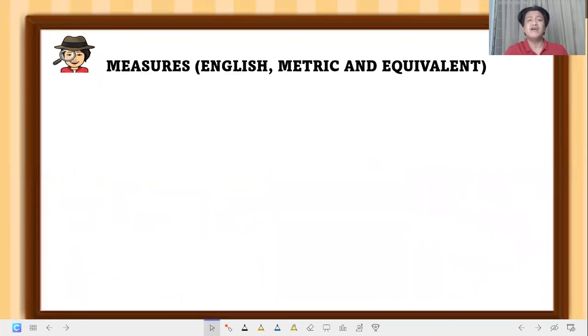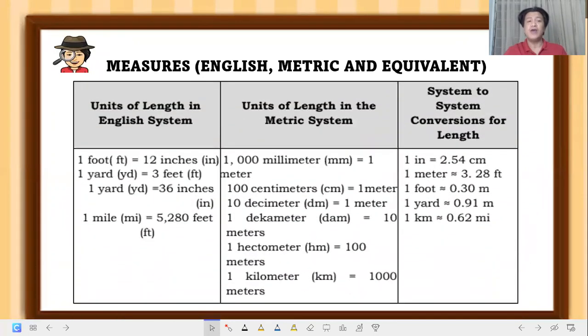So with that, let's have the measures of the length, metric, and its equivalent. Ito yung kailangan natin mai-apply para makapag-convert tayo from one unit to another. Let's have this unit of length in English system. We also have the units of length in metric system and system to system conversion of length.